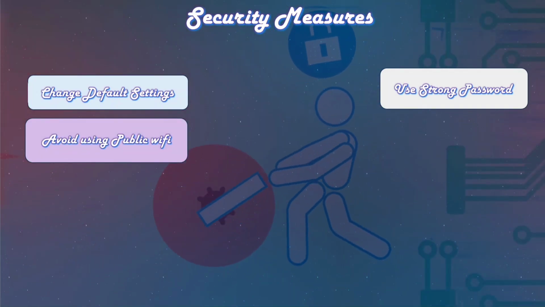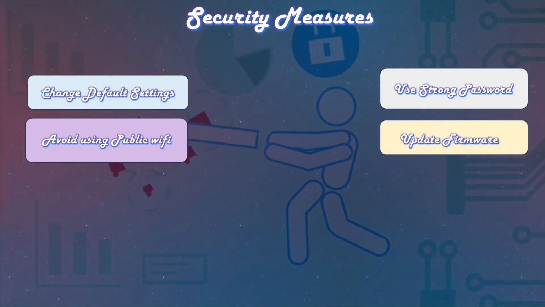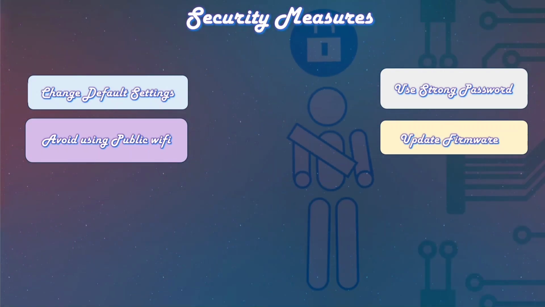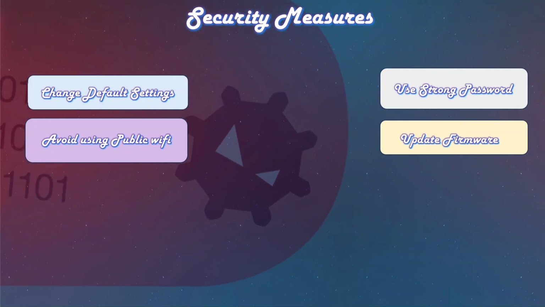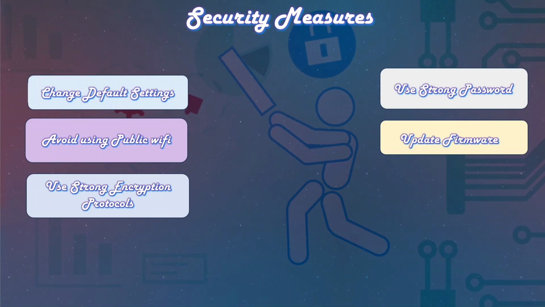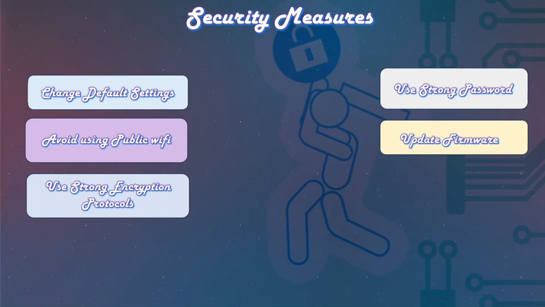Avoid using public Wi-Fi. Update firmware. Regularly update your router's firmware to patch known vulnerabilities. Enable automatic updates if your router supports it. Use strong encryption protocol.